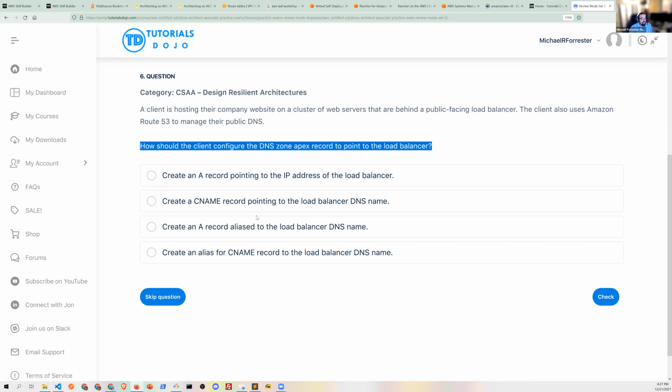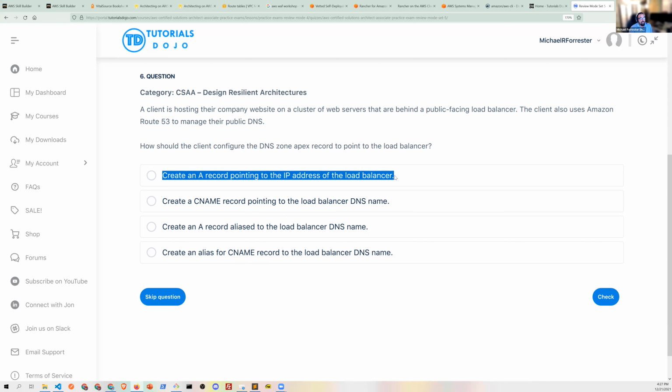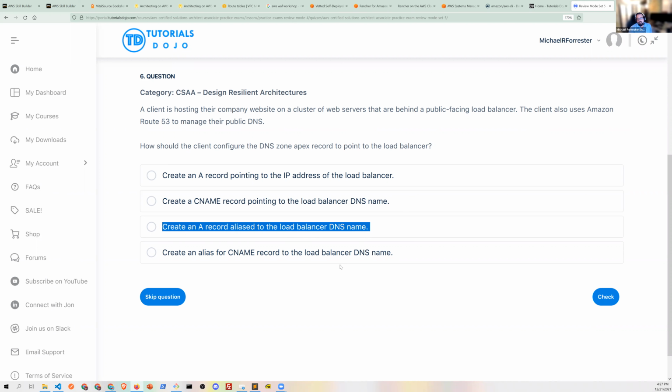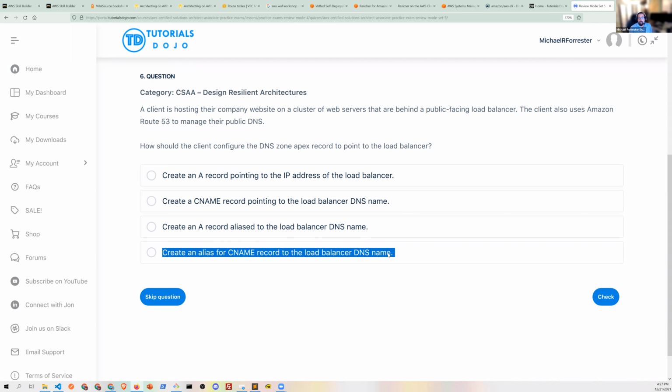Now, I want you to just notice something. We've got create an A record pointing to the IP address of the load balancer. We've got create a CNAME record pointing to the load balancer DNS name. We've got create an A record alias to the load balancer DNS name. And we've got an alias for a CNAME record to the load balancer DNS name. So you've got to know a little bit about DNS, right? Do I require a CNAME or an A record at the apex of a DNS zone? That's the first question you have to know the answer to.